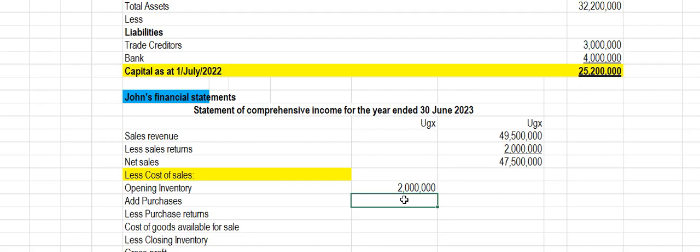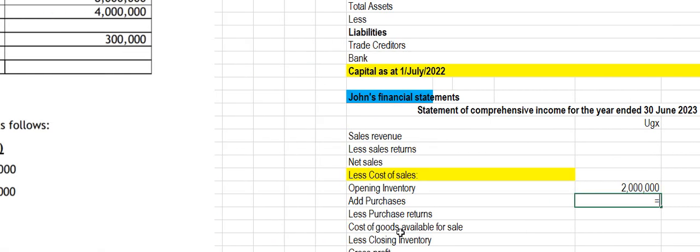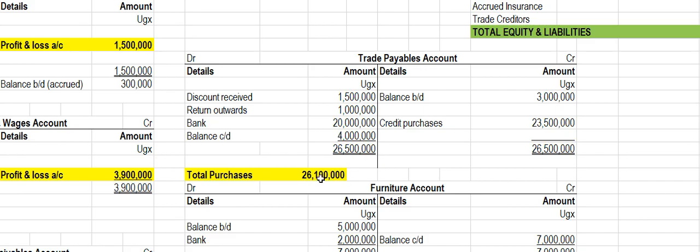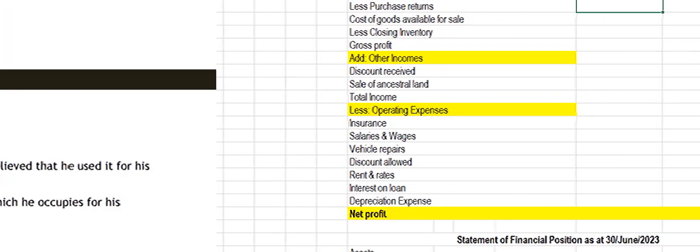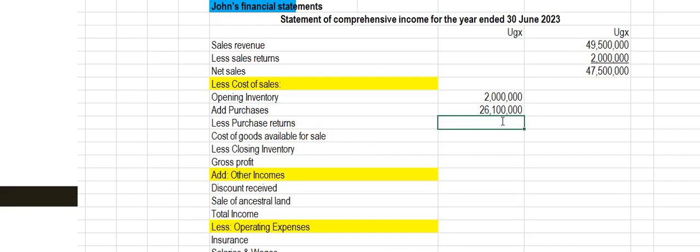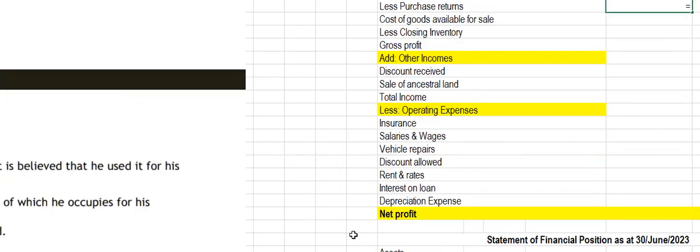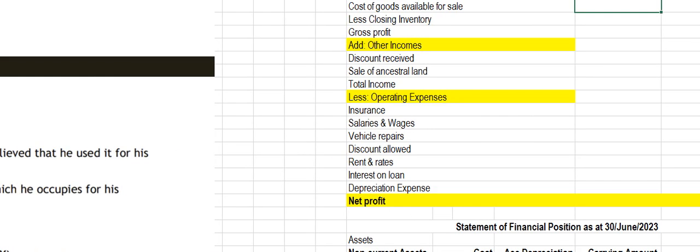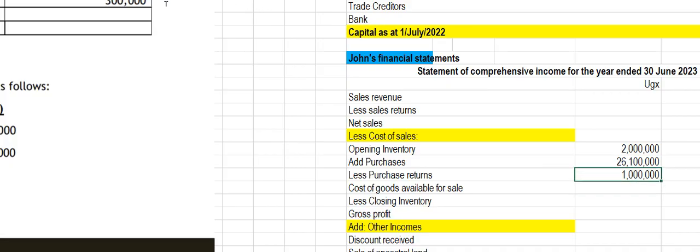Purchases, I already have my purchases figure. I get them from the trade payables down here. That is 26.1. I will list the purchase returns. I can get that from the payables account, return outwards. So you see, if you have all the information you need, it's going to be very easy to come up with the financial statements. So what will be the cost of goods available for sale? That will be the purchases plus the opening inventory less the purchases returns. That gives us 27.1 M as the cost of goods available for sale.